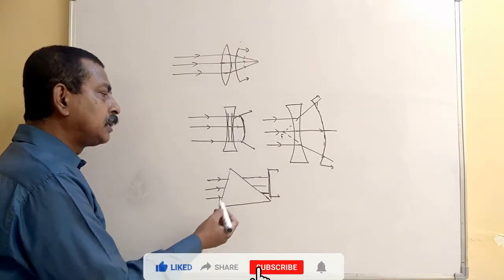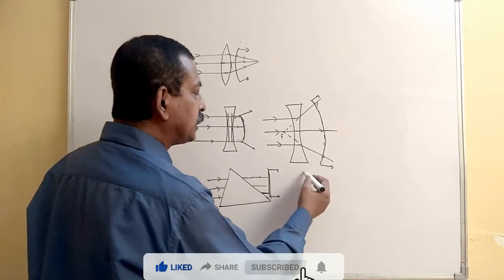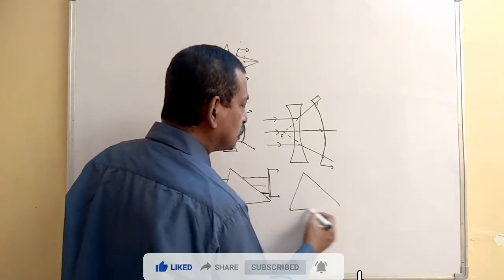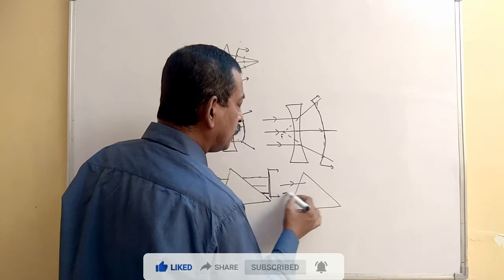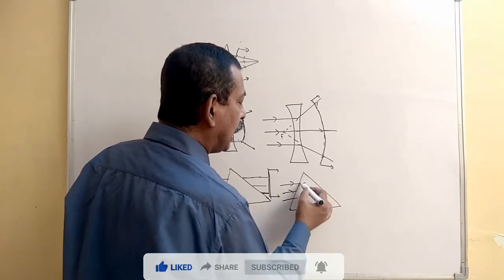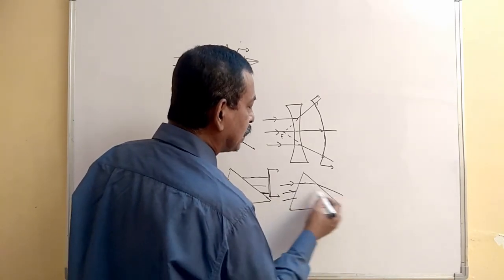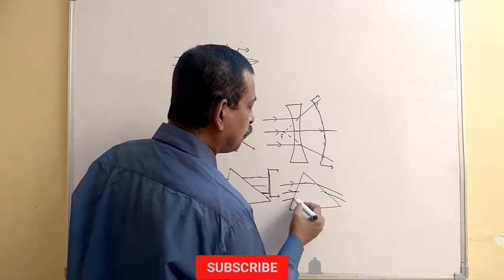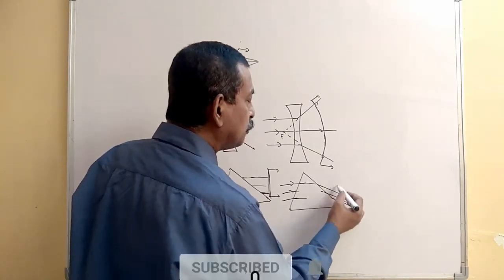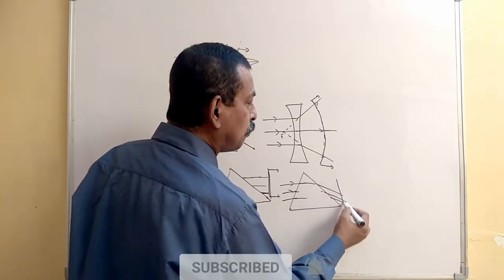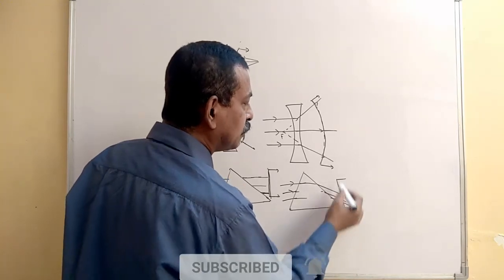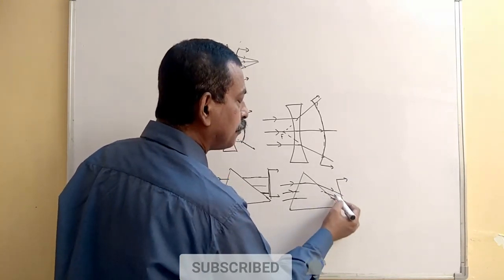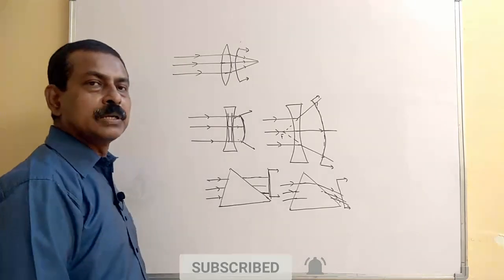Or in the other case also, you can treat the wave as it is going, following the prism, and after suffering refraction they will be going like this. So if it is going like this, the perpendicular plane to them, obviously their shape will be like this. So that way also you can treat it.